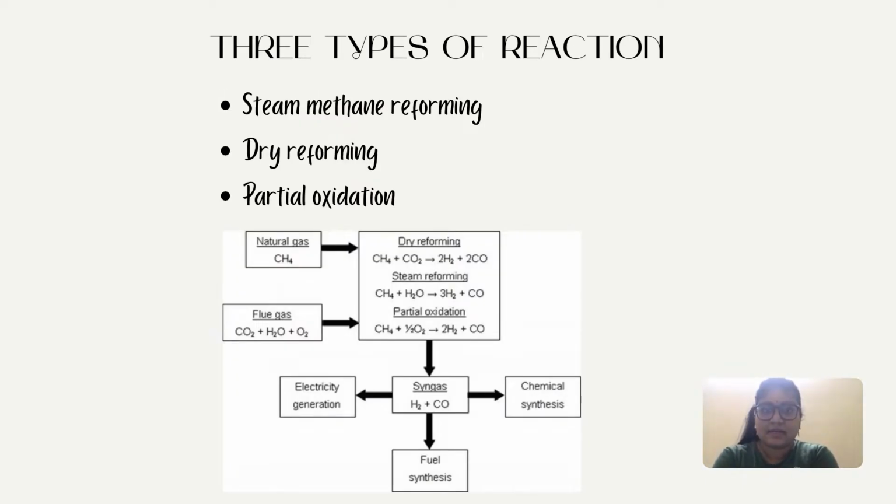We use three types of reaction in this integrated project, which are steam methane reforming, dry reforming and partial oxidation. For steam methane reforming, methane reacts with water to produce 3 hydrogen and carbon monoxide, whereas for dry reforming, methane reacts with carbon dioxide to produce hydrogen and 2 carbon monoxide. For partial oxidation, methane reacts with half oxygen to produce 2 hydrogen and carbon monoxide.